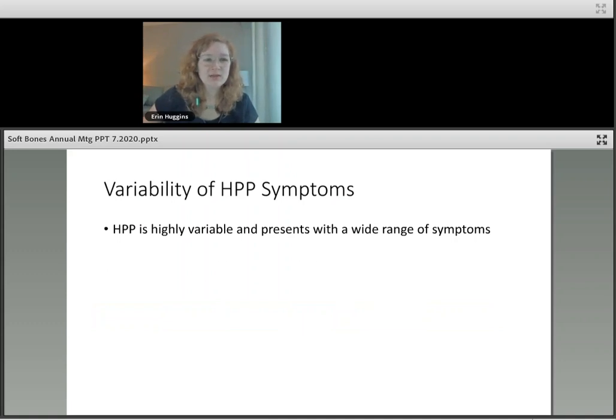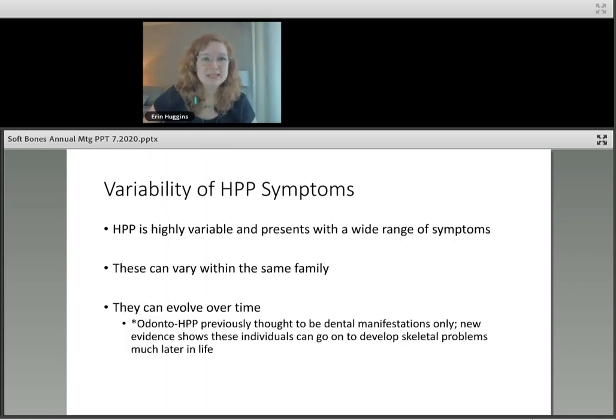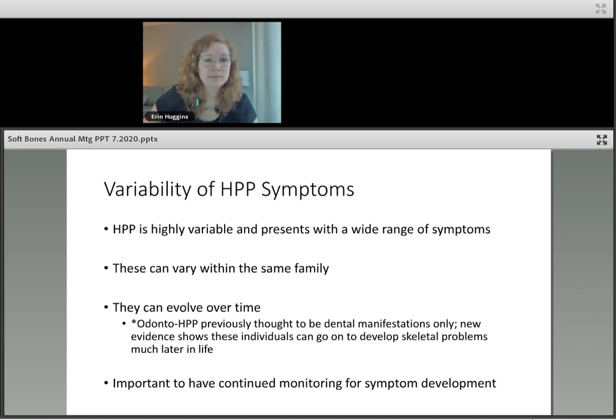So again, we'll talk a little bit about the variability of HPP, not just from patient to patient, but even within the same family. So a parent and a child, both with HPP, or two siblings, can both experience very widely different presentations, which is kind of interesting from a genetic perspective. If you have two family members with the same genetic finding, you might expect them to have similar symptoms, but that's not always the case. And then, of course, we know that these symptoms can evolve over time, making it even harder to classify a specific genetic mutation to a specific subtype of HPP.